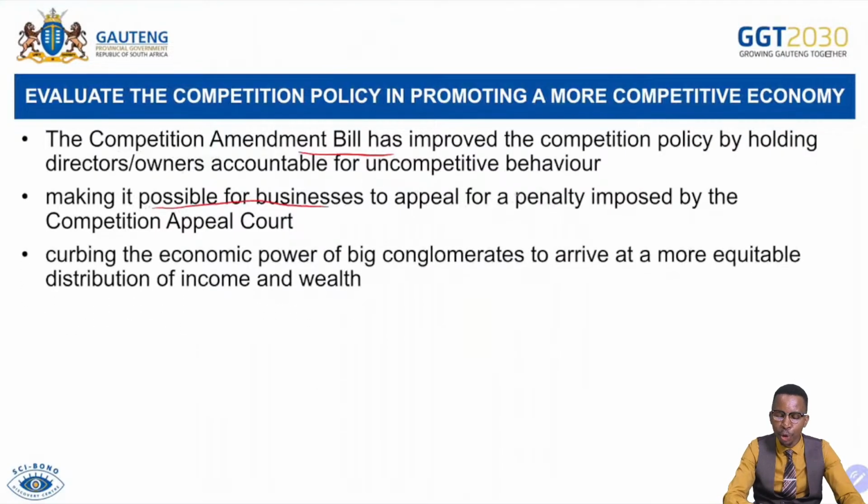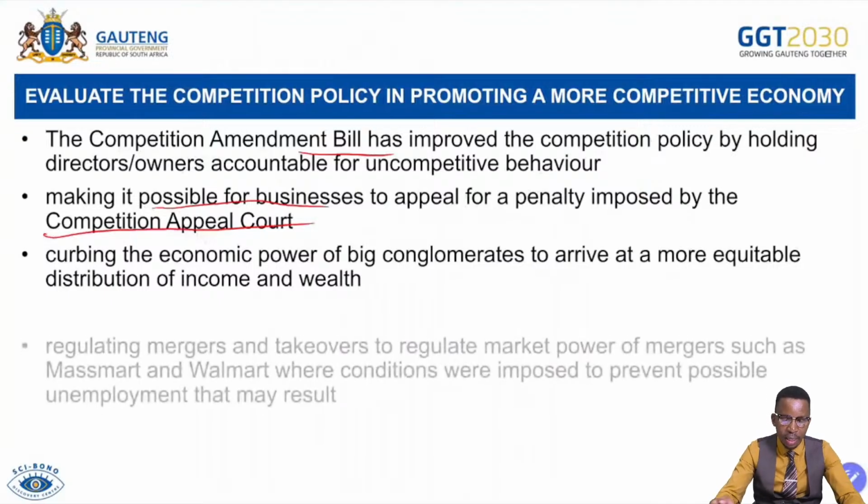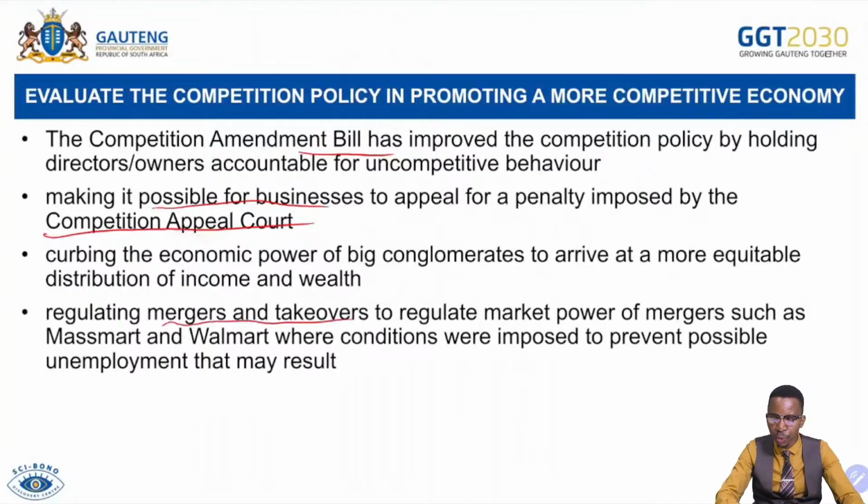Remember, the penalty is imposed by whom? By a competition tribunal. Then the appeals court will be reviewing. Curbing the economic power of big businesses, that's a repeat. And then regulating mergers and takeovers to regulate market power of mergers such as Massmart and Walmart that were found guilty of misconduct, where conditions were imposed to prevent possible unemployment.